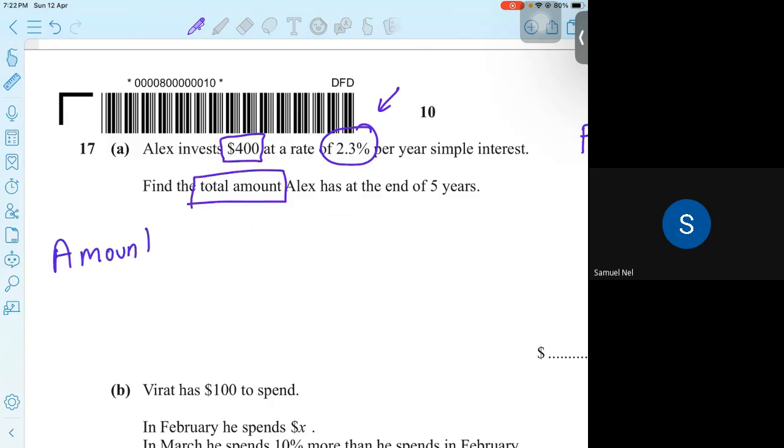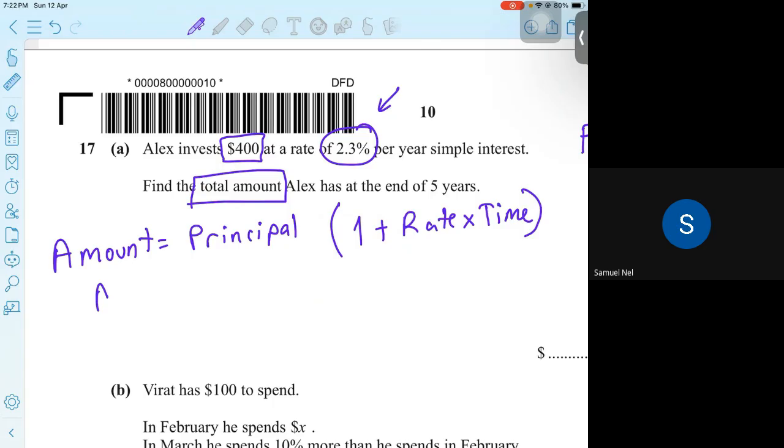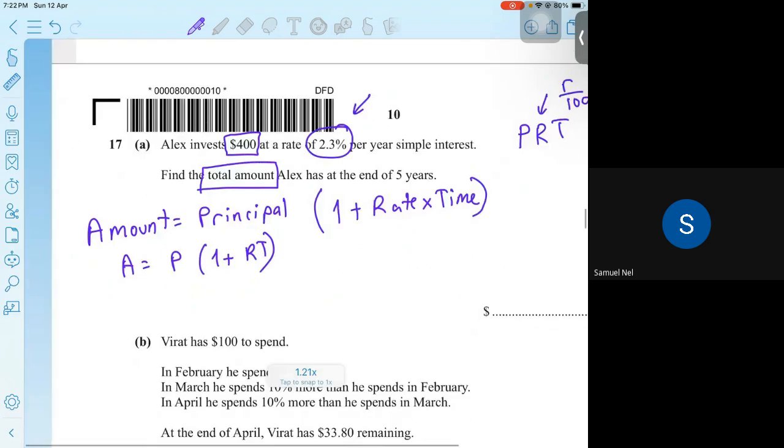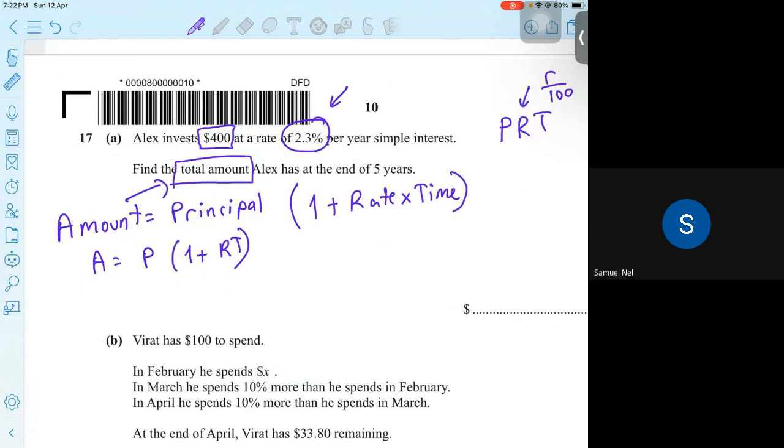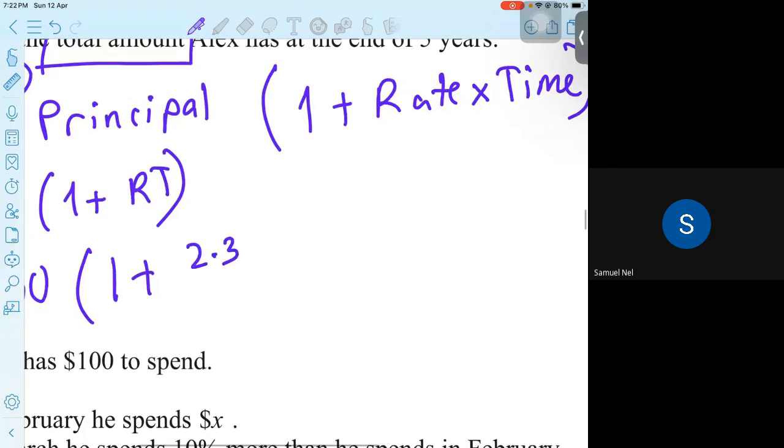So the complicated way and the direct way of finding the answer is using this formula. Amount is equal to principal into 1 plus RT, that is rate into time. Or in other words, A equals P(1 + RT). That's basically the formula. Okay. So this will give me the amount directly without having to work out or add anything in the later stages. So let's try. The principal is 400. This one is the starting point, and then I have 1 plus the rate, which is 2.3, but I have to write this in the term 2.3 over 100.